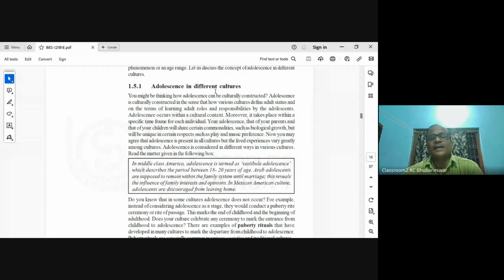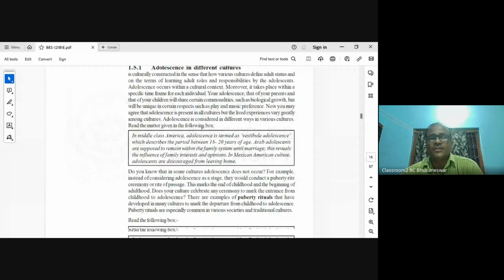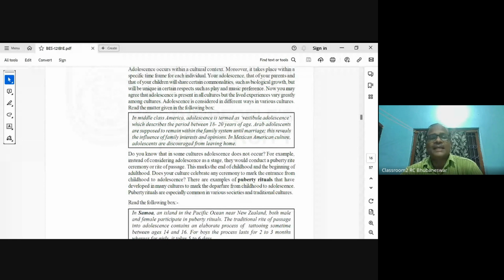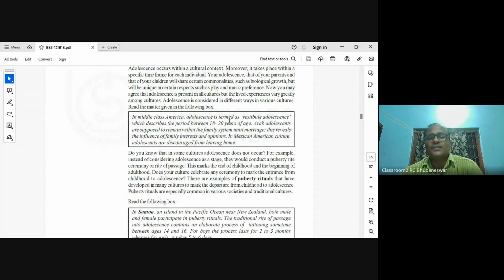So, adolescence in different cultures. Just a few minutes ago we discussed the different types of culture and the role of culture in improving the scholastic and post-scholastic attitude, interest and development of the learners. Some examples are there. In middle class America, adolescence is termed as vegetable adolescence, which describes the period between 18 to 20 years of age.